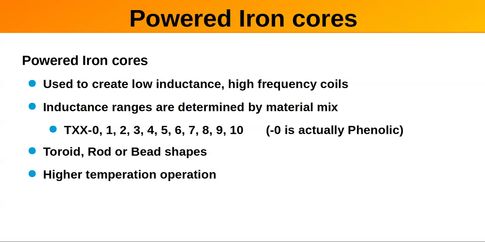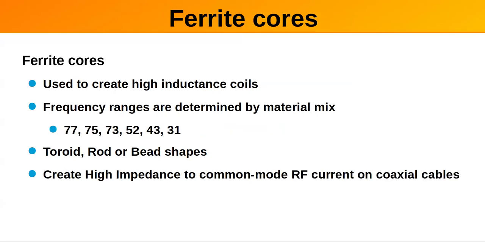You can find them in rods or beads. They sell surface mount ferrite beads. I don't remember if they're powdered iron or ferrite. It looks like a small surface mount resistor, but it's actually a little bead. And they operate at much higher temperatures. In ferrites, you get much higher permeability.